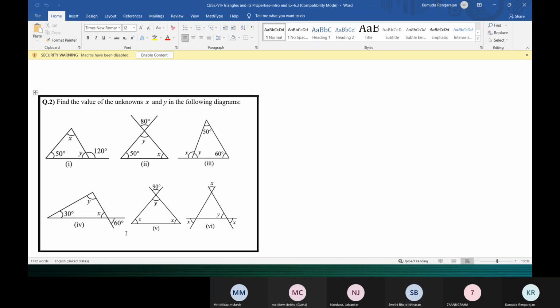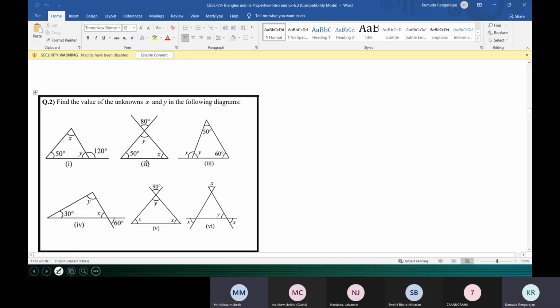Yes, ma'am. I understand your doubt. If they have the same value, why have they used different letters is your question. Yes, ma'am, that was my question. Now, by the position they are vertically opposite angles, right? So what will you say? x is equal to y. That means the value of x and the value of y both are the same.